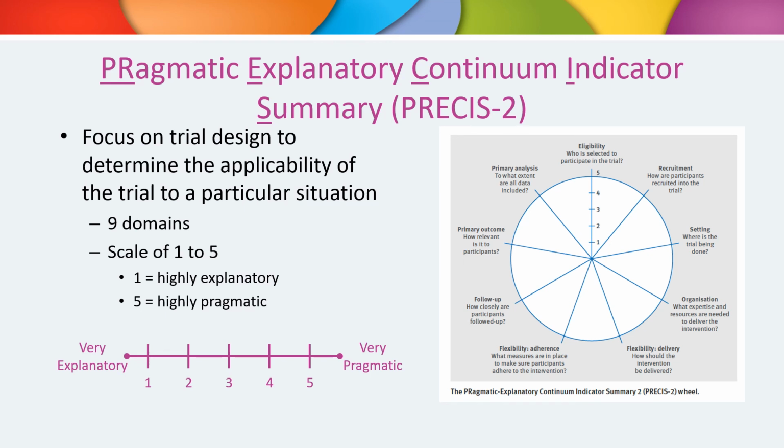The PRECIS tool has 9 domains, scored from 1 to 5, where 1 is highly explanatory and 5 is highly pragmatic. The 9 domains are eligibility, recruitment, setting, organization, flexibility of delivery, flexibility of adherence, follow-up, primary outcomes, and primary analysis.